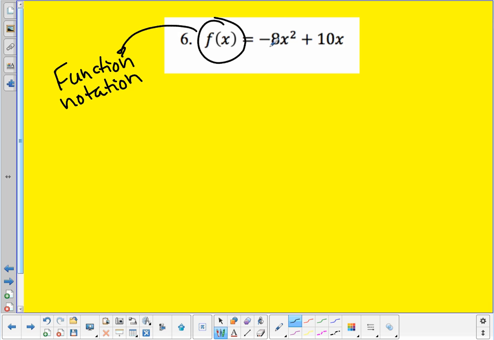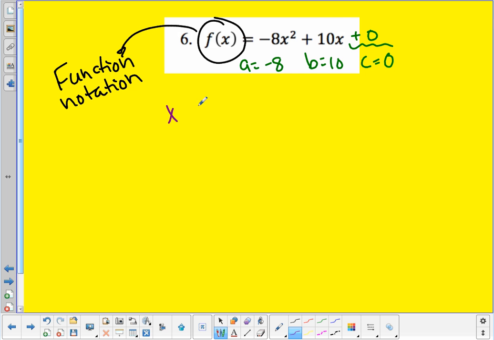So I have negative 8x squared plus 10x. No constant in this question. There's nothing else after the 10x. So that means my constant is 0. So a is negative 8. B equals 10, and C equals 0. And we'll take a look at what that does to our quadratic formula.